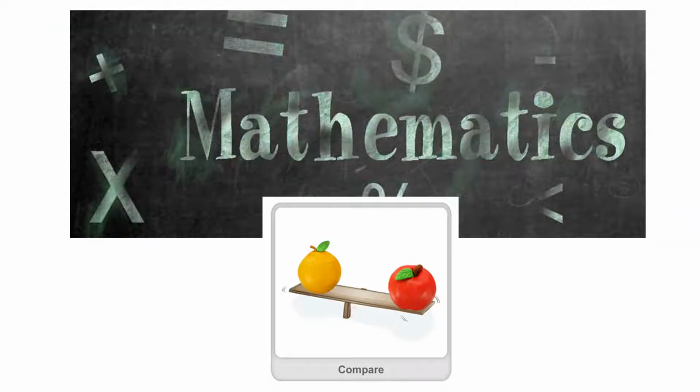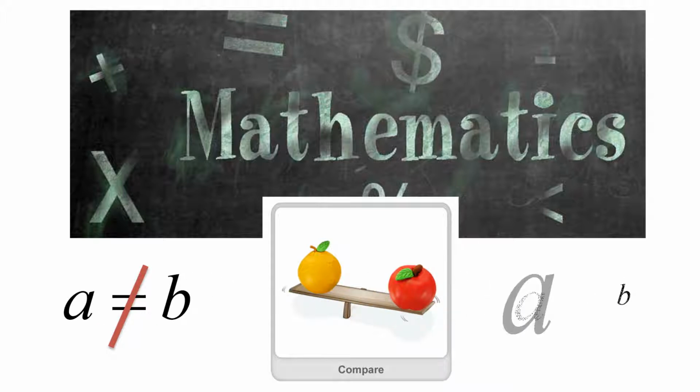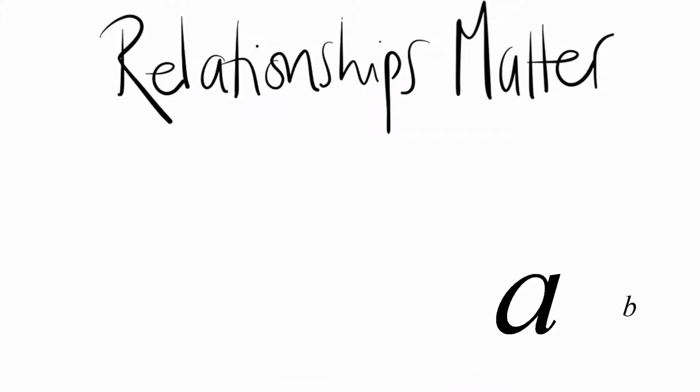Math is all about describing relationships. And most of the time we talk about things that are equal. But in reality, most things are not equal. Usually one thing's bigger than another. You know, like A would be bigger than B. And the relationships absolutely matter.